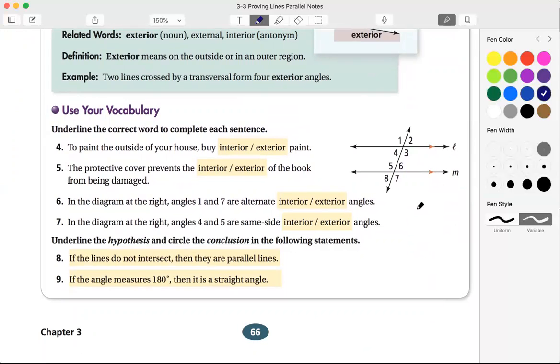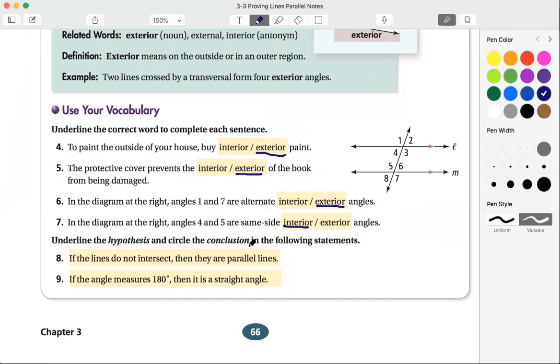To paint the outside of your house, you buy what type of paint? We would buy exterior paint. The protective cover prevents the exterior, the outside, of a book from being damaged. In the diagram to the right, angles 1 and 7 are called alternate exterior angles. In the diagram at the right, angles 4 and 5 are same side interior angles.